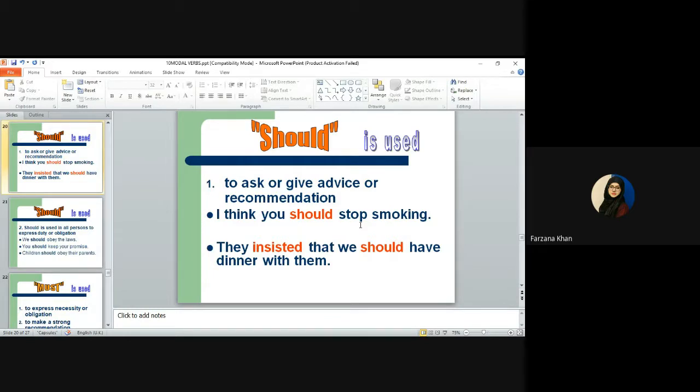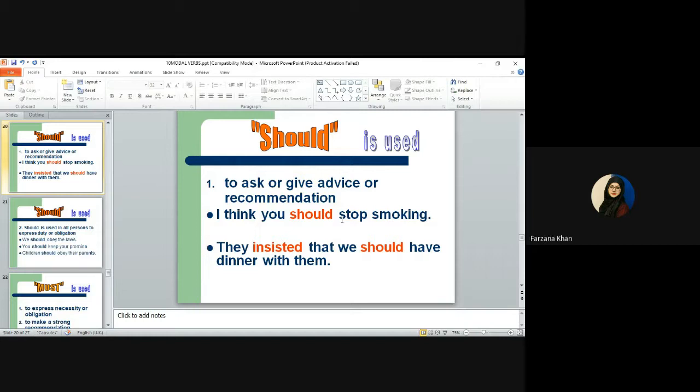So what is should and how to use should? Basically, should is also a modal verb, and as would is the past form of will, should is the past form of shall, right? But at the same time, should also has certain other uses. First, keep in your mind that when you ask or give advice or recommendation, you use should. For instance, here you can see in the example, I think you should stop smoking.